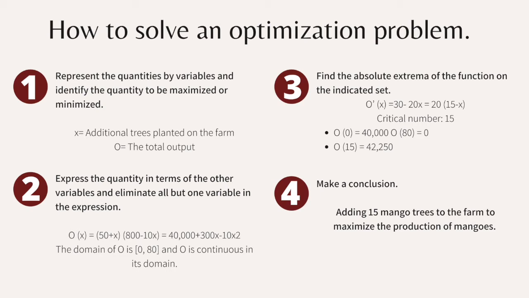Third, find the absolute extrema of the function on the indicated set. For O prime, 300 minus 20x is equal to 20 times 15 minus x. Our critical number is 15. In evaluating the function at the critical number and on the endpoints of the interval, we have 40,000, 0, and 42,250 for the critical number. In conclusion, we need to add 15 mango trees to the farm to maximize the production of mangoes.